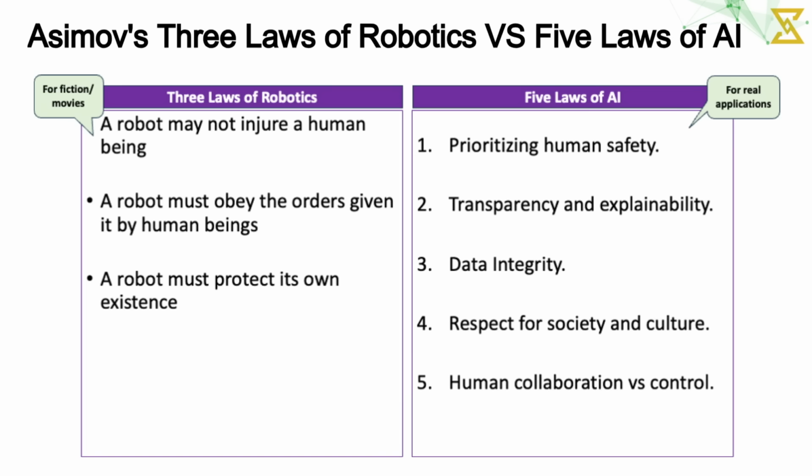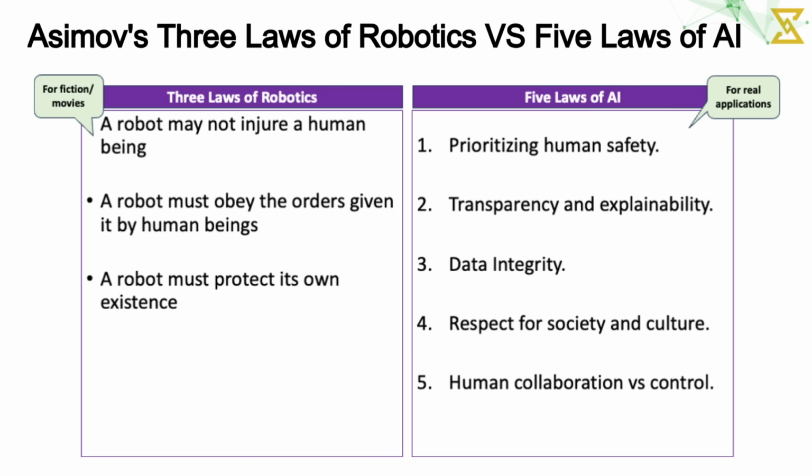The 3 laws of robotics say, first, a robot may not injure a human being or, through inaction, allow a human being to come to harm. Second, a robot must obey the orders given it by human beings except where such orders would conflict with the first law. And third, a robot must protect its own existence as long as such protection does not conflict with the first or second law.